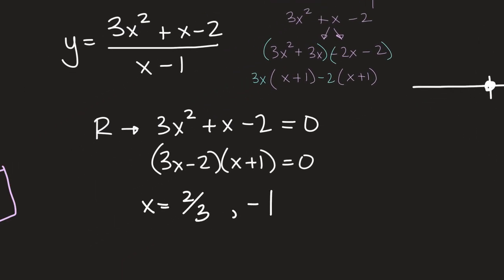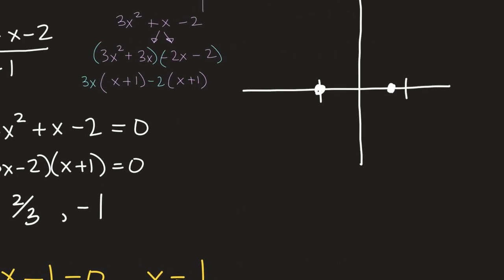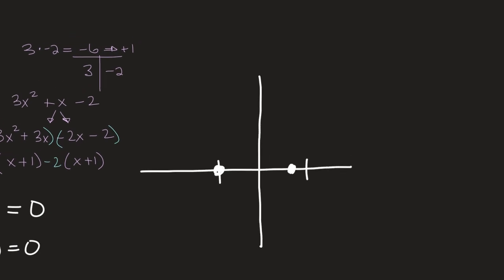Now let's look at your vertical asymptote, right? The A part, your vertical asymptote. We set your denominator equal to 0. So we have a vertical asymptote at +1. Okay, so real close to your 2/3. Now we have a vertically dashed line going through +1.